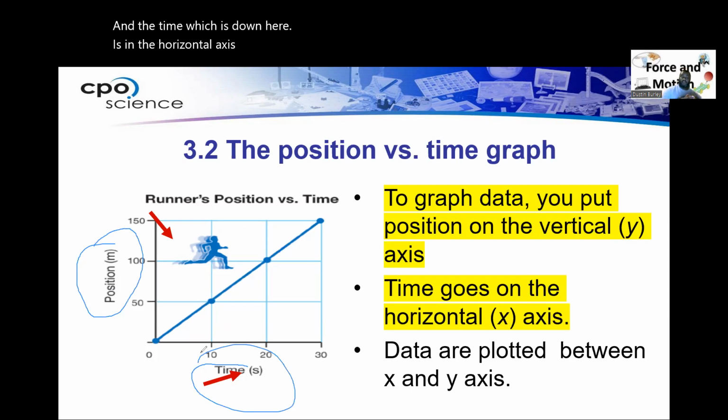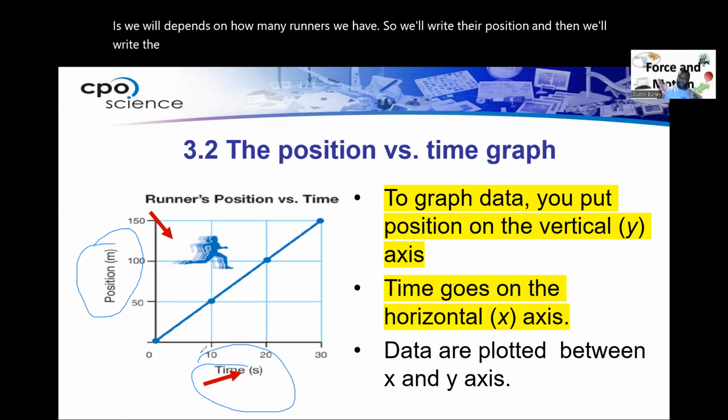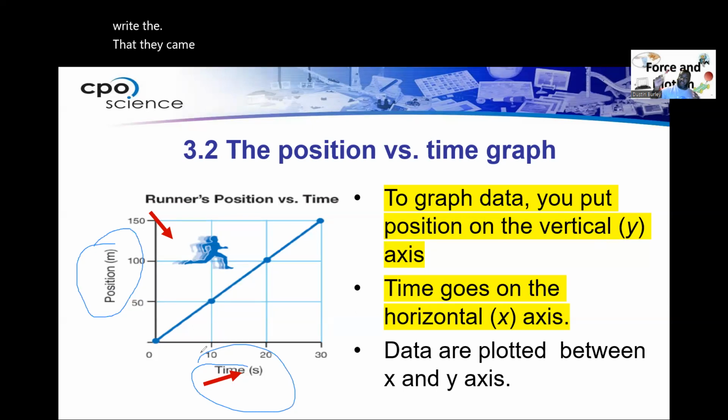So what we're looking for depends on how many runners we have. We'll write their position, then we'll write the time that they came in, and we will put it on a graph. This one looks like they only used 3 people maybe, to show the time and the position in that race.